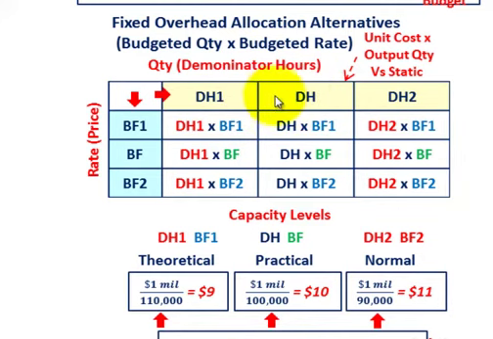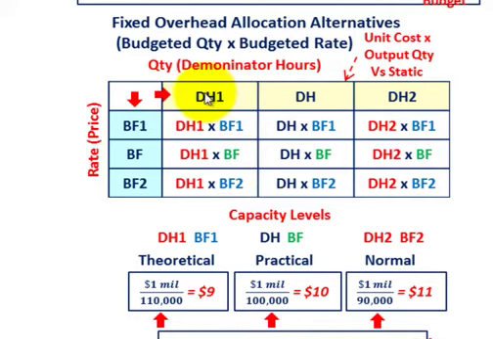If you pick a certain amount of your allocation, in this case those denominator hours, you can also come up with different variances based on the different rates that you have here. All right, so DH1 would just be that total practical 100,000 times the different per unit basis for your rate or price, and DH2, same thing here. Not to confuse things, but when we look at this on a graph, you'll understand what we're talking about. But nonetheless, there's some combination here.